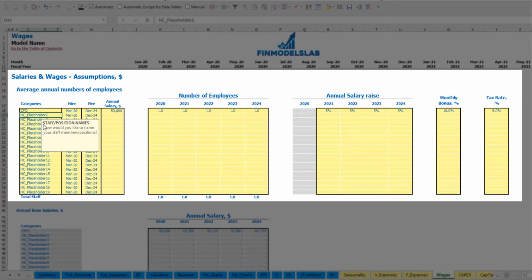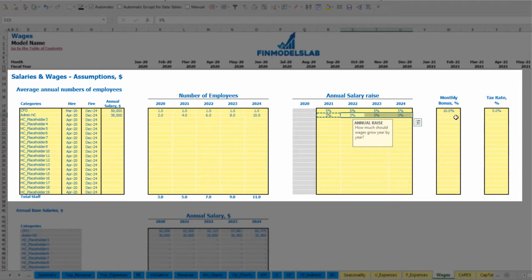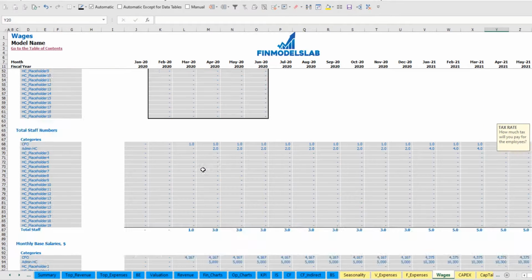Another option would be admin headcount, which will start in April, which will grow till the end of the model with annual salary of $30,000. Let it be year number 1, 2, then 4, 6, 8, and 10 headcounts. 3% of annual salary growth, 5% of monthly bonus, and 5% of payroll tax rate.